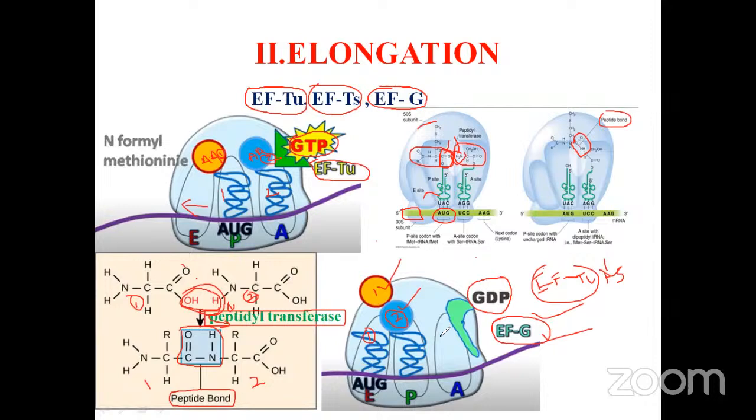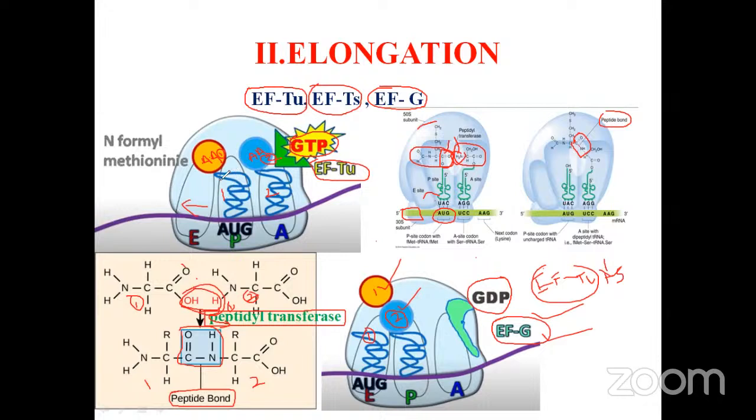Next, after translocation, after the A site is empty, what happened? The P site tRNA will translocate into E. Next, simple: another tRNA amino acid occupies the A site. This will be continued until it reaches the nonsense codons. You don't get confused here.